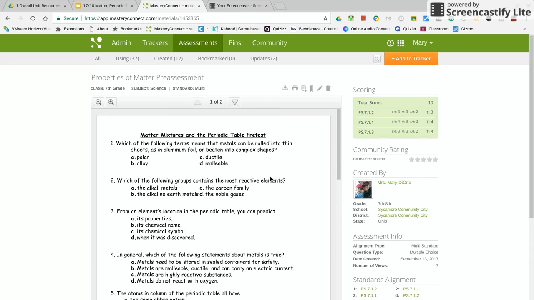So hopefully this kind of refreshes some of that information that we talked about in the beginning of this unit when we talked about matter being able to be classified or identified based upon its properties.